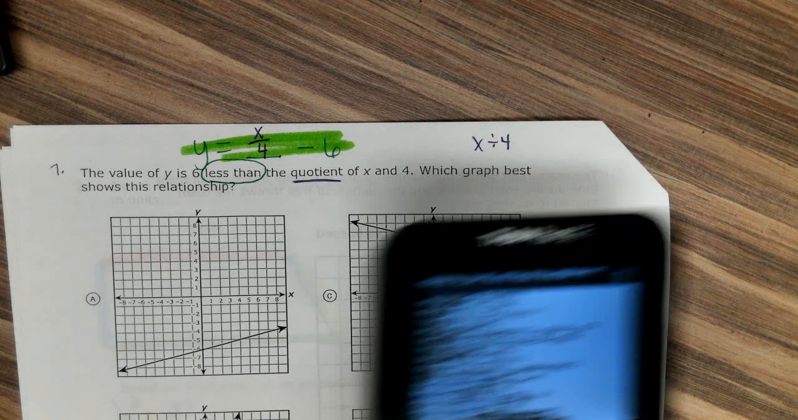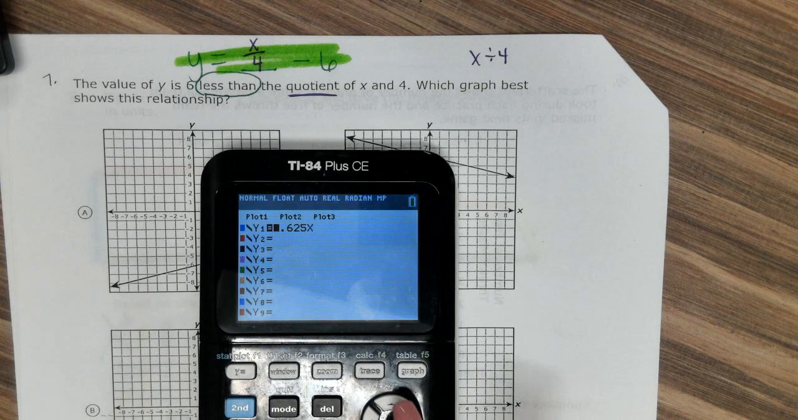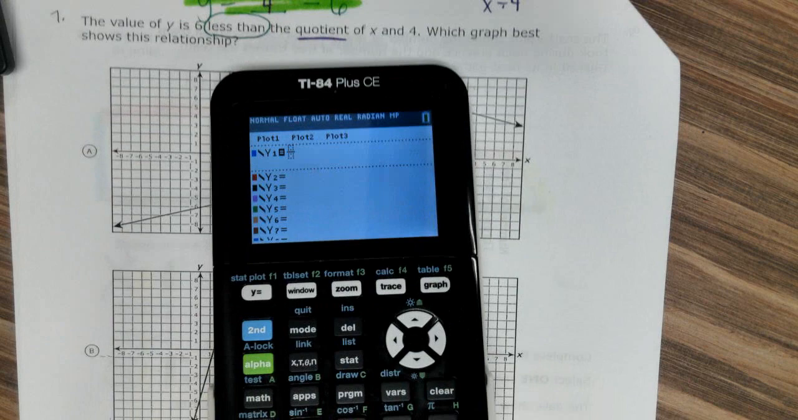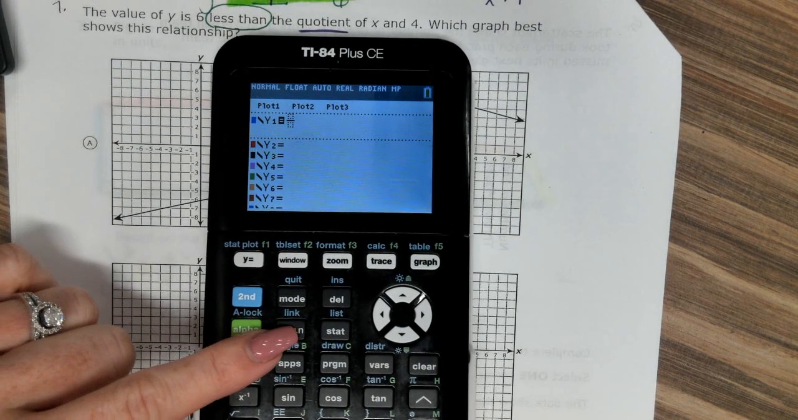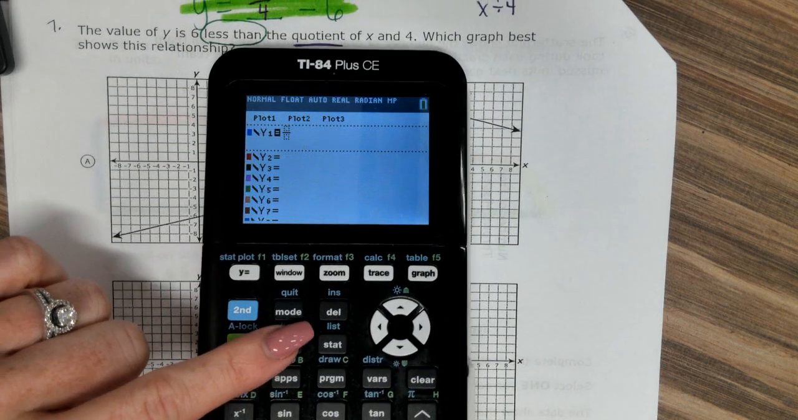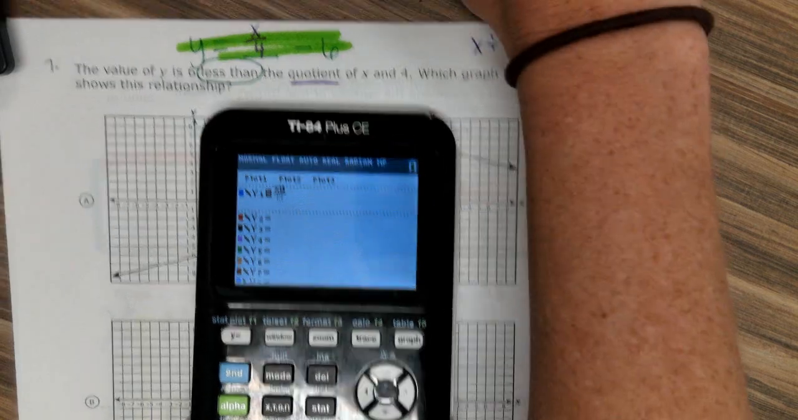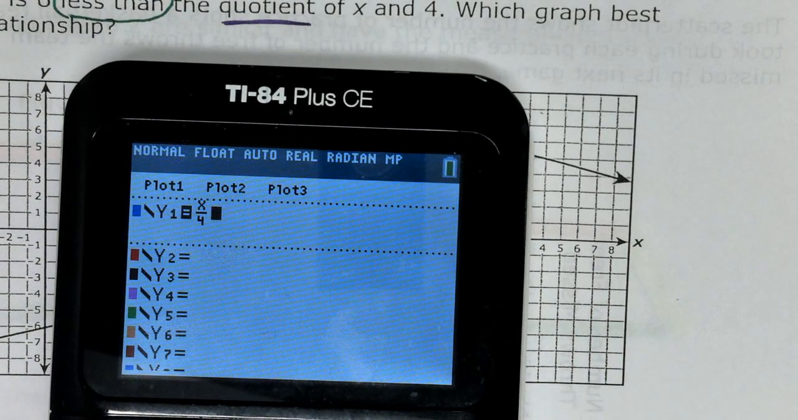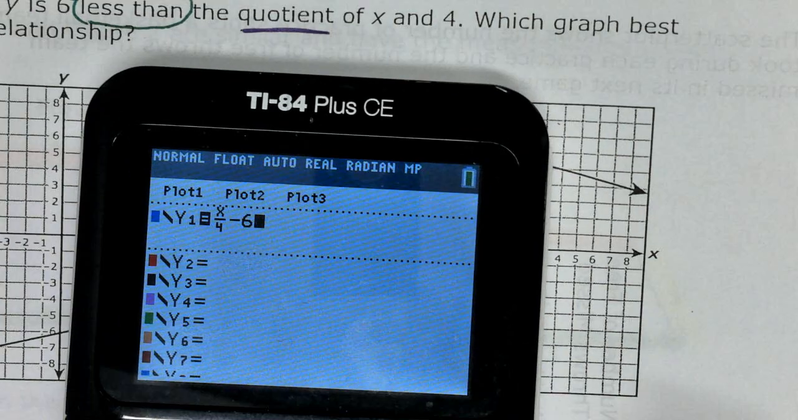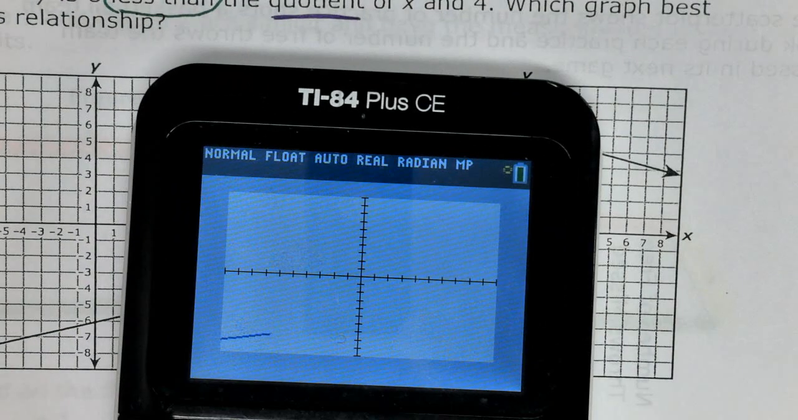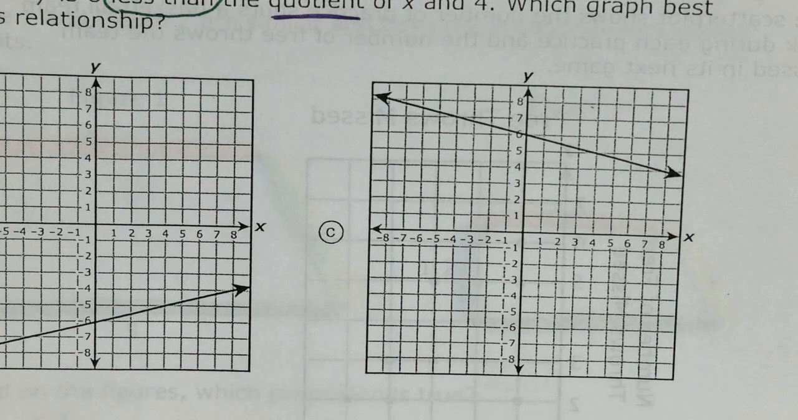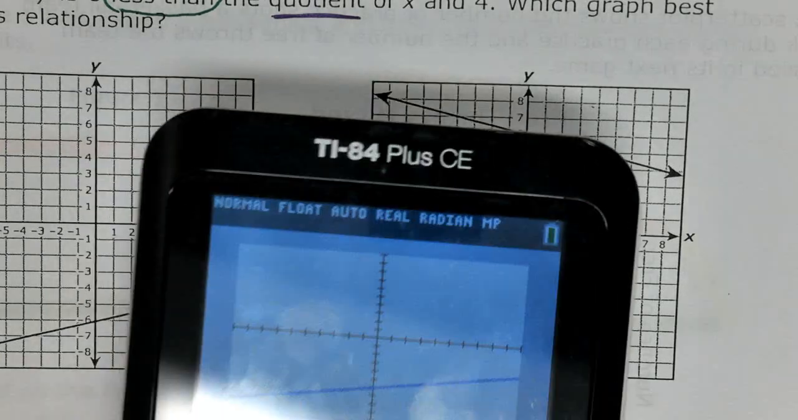Yes. So we're going to go to y equals. And we're going to type in alpha y equals x. Now, please remember the x button is right here. You can't hit the multiplication button. So x, let me zoom in, over 4, tab out, minus 6. Now, if I hit graph, that's really not going to help me much, except that I can see it has a positive slope. So I know it's not going to be D or C. You'll see what I'm saying?